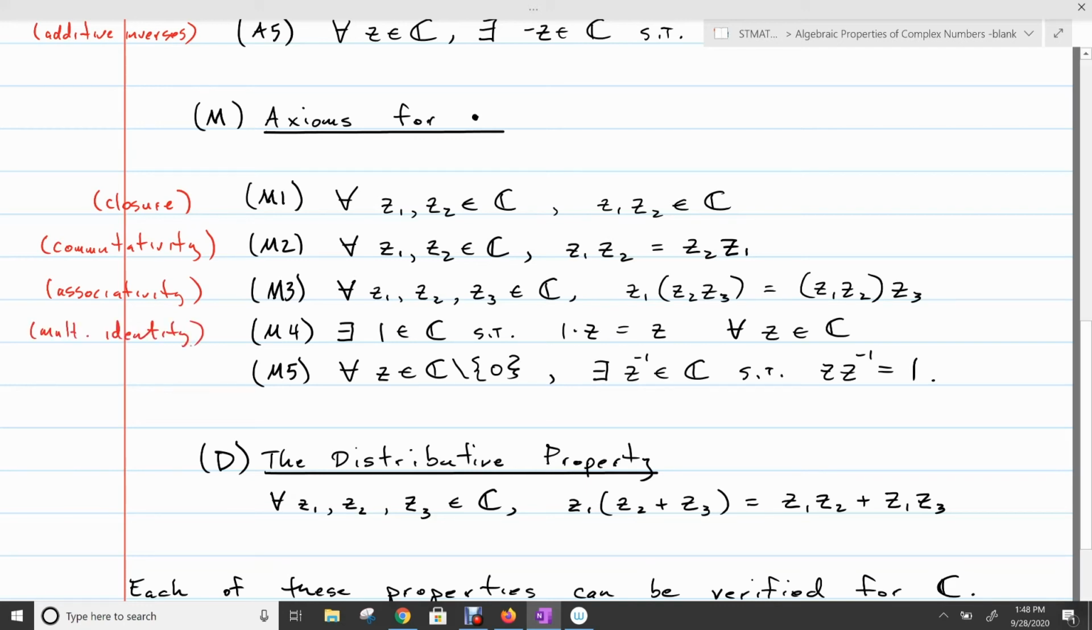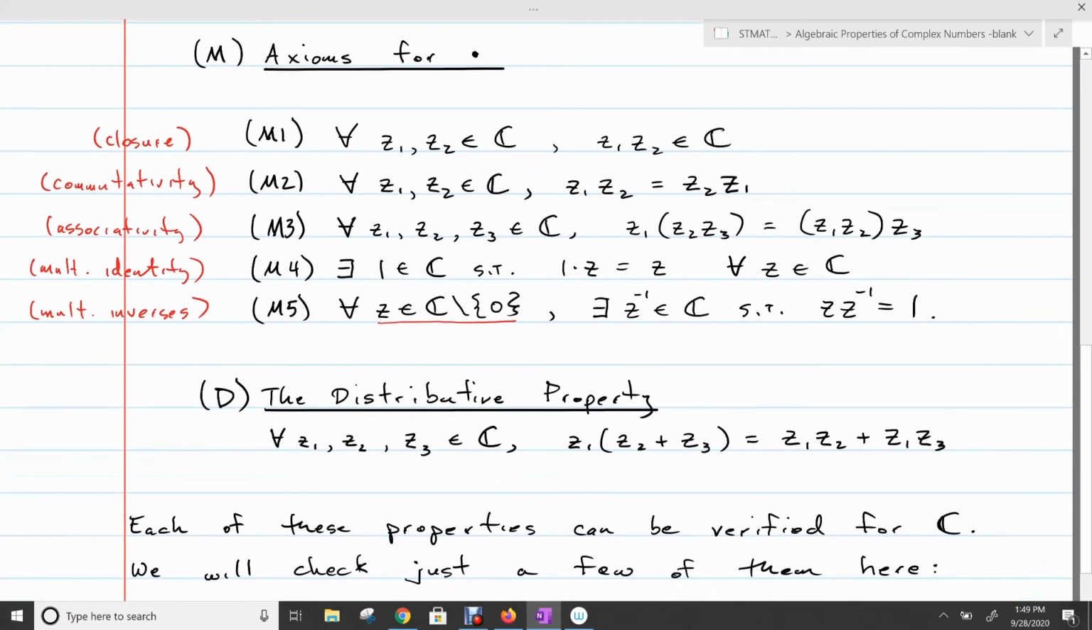The fifth property says that every non-zero complex number has a multiplicative inverse. In other words, for every z that's not equal to 0, so that's what we mean by that, z is not equal to 0. So for every complex number z that's not 0, there exists some other element, z inverse, we call it, having the property that when you multiply z times z inverse, you get back 1. So this is multiplicative inverse.